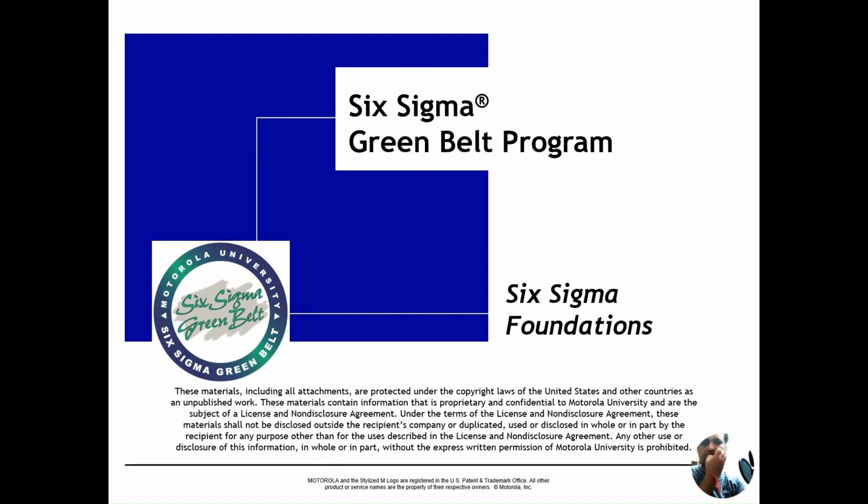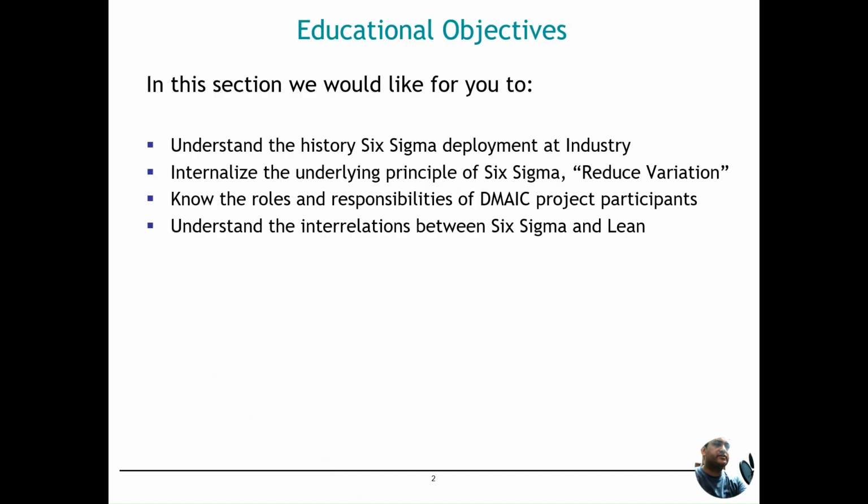Today I am going to cover a few things about the Six Sigma foundations. So this is the objective for today's video. Number one, we will understand the history of Lean and Six Sigma. Then we will see what the underlying principles of Six Sigma are to reduce the variation in the industry. Then we will also talk about the roles and responsibilities of DMAIC project participants, and finally we will look into the interrelationship between Lean and Six Sigma.